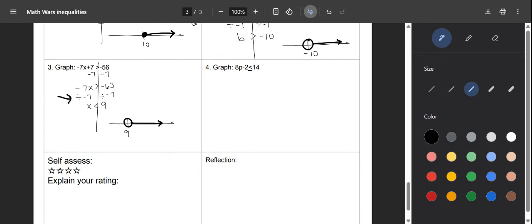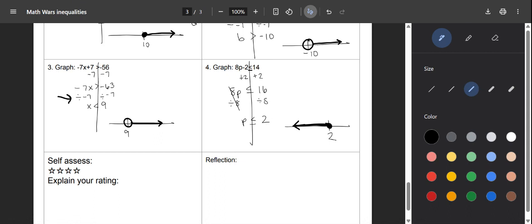All right, you've got 8p minus 2 is less than or equal to 14. So I'm going to ask you to pause the video here while you solve it, graph it, then come back and check. Okay, here you can see we end up with p is less than or equal to 2. So when you graph that, you do have to color in the circle on 2 and then shade everything that is less than 2.